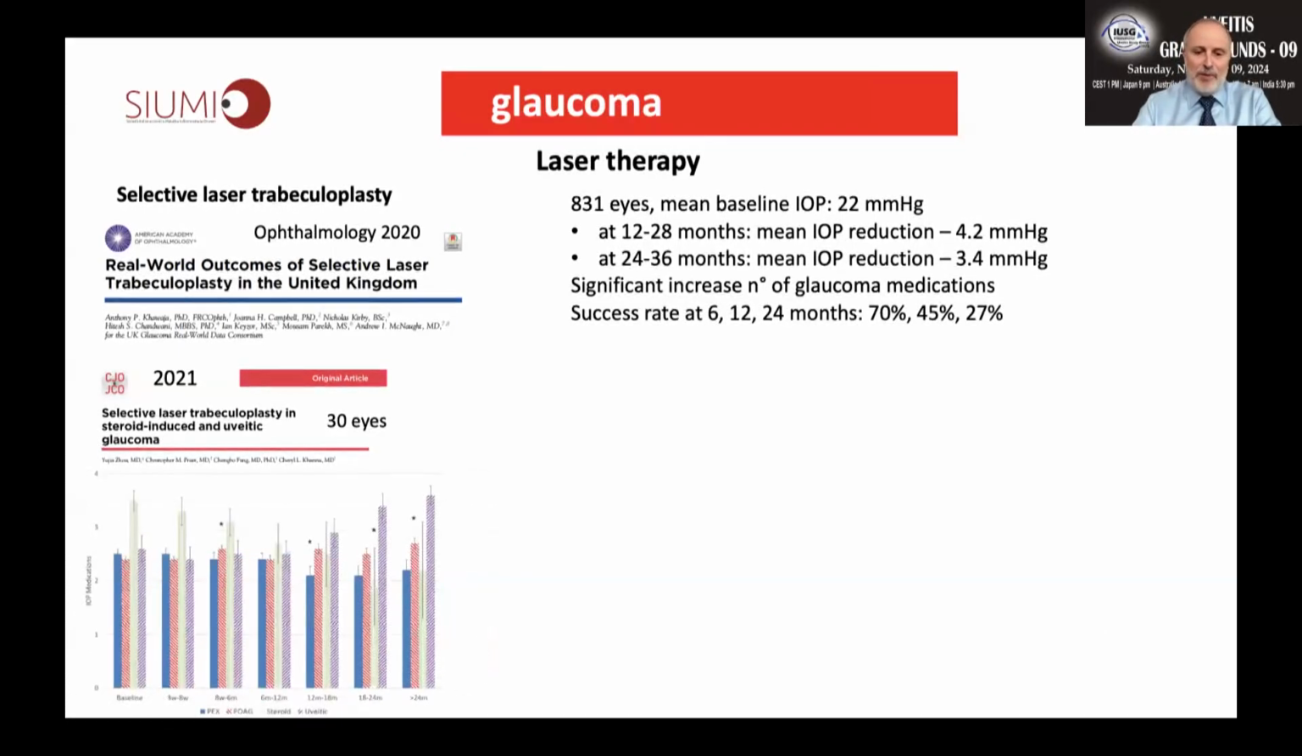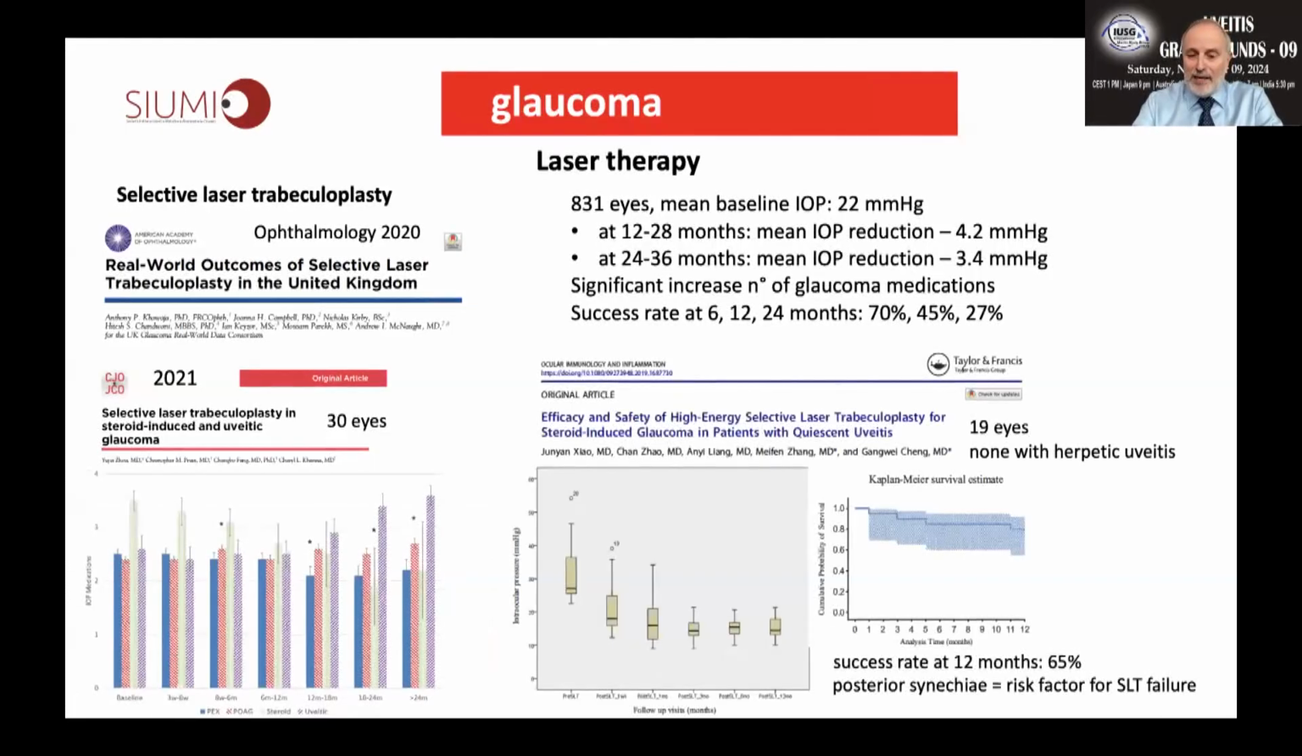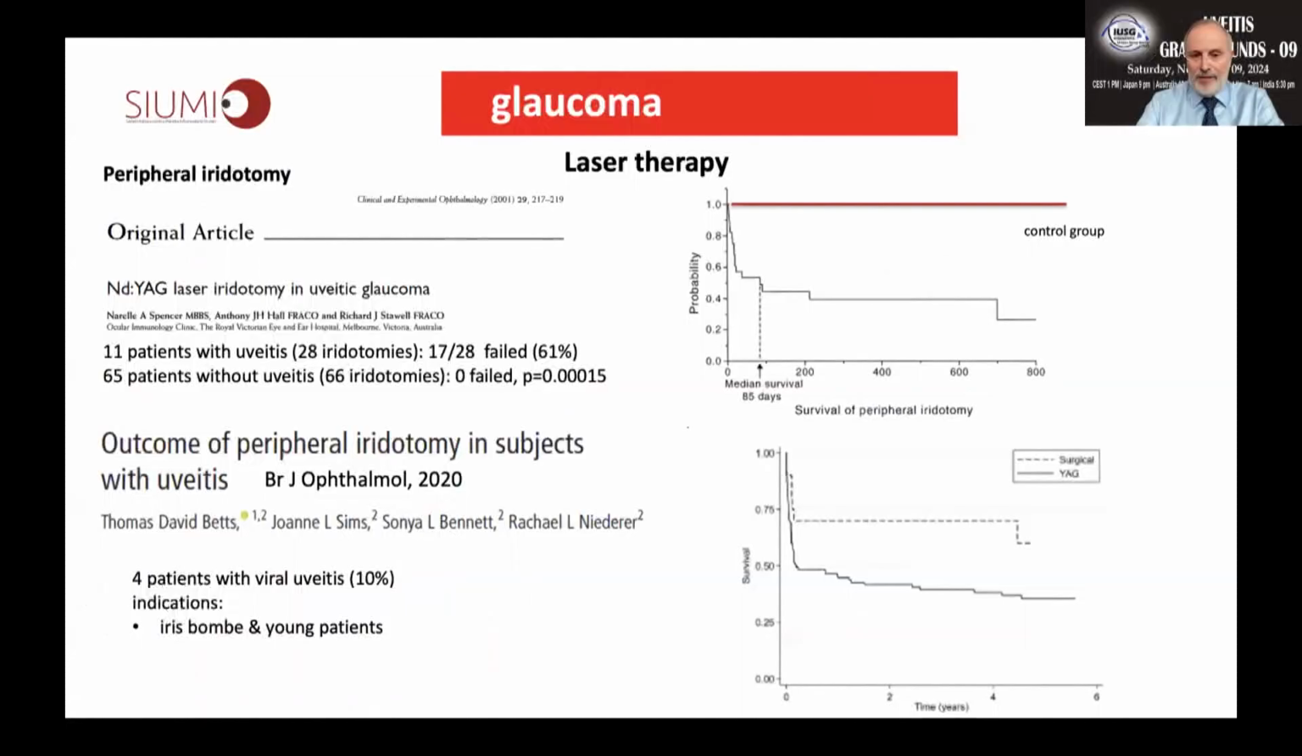But if you look at the number of medications, there is a significant increase in order to maintain a good control of IOP. Another study which used a high energy selective SLT has shown that the success rate at 12 months is more or less 60% of the cases, but none of these patients had a herpetic uveitis.